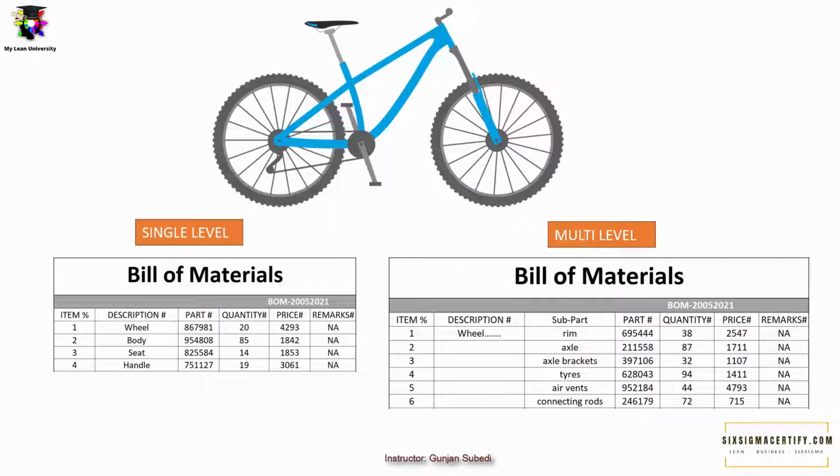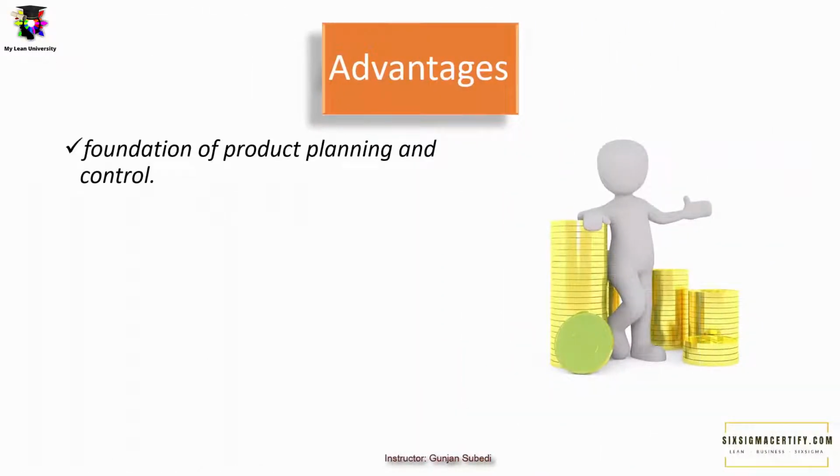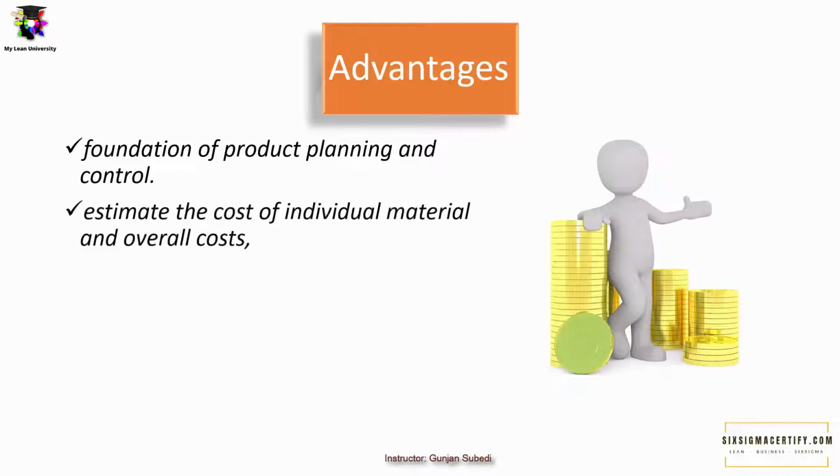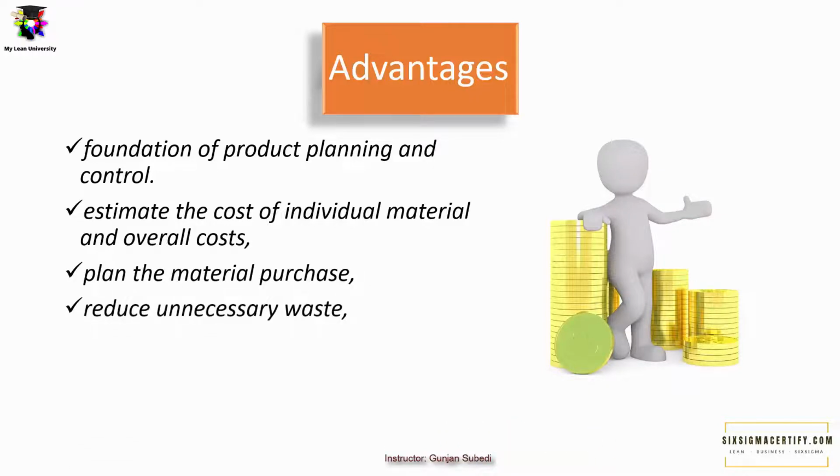So what are the benefits of having such bill of material? As we defined and talked earlier, it serves as a foundation of product planning and control. It helps to estimate the cost of individual materials and overall cost. It helps to plan the material purchase, reduce the unnecessary waste, and keep a track of inventory, and thus control inventory and resources.